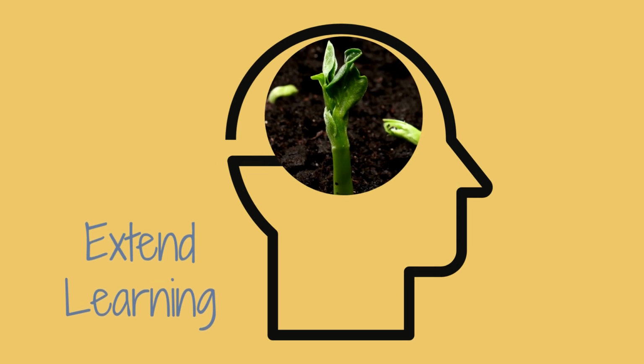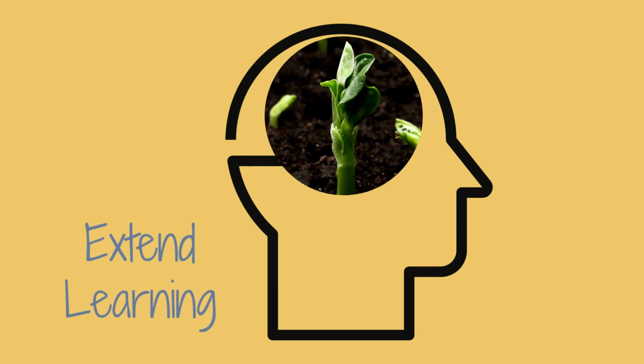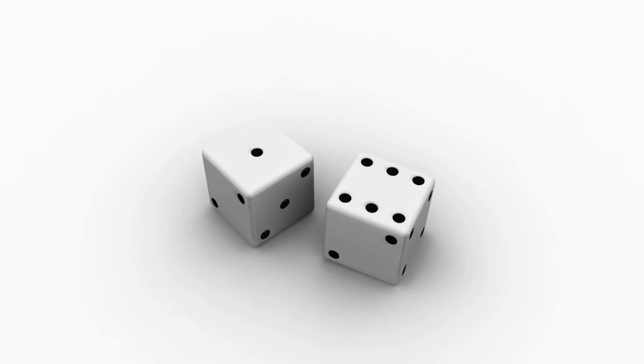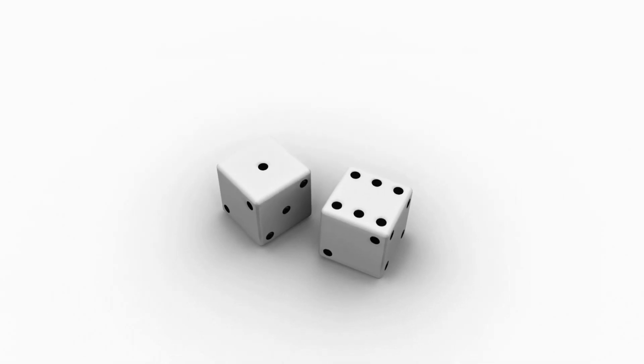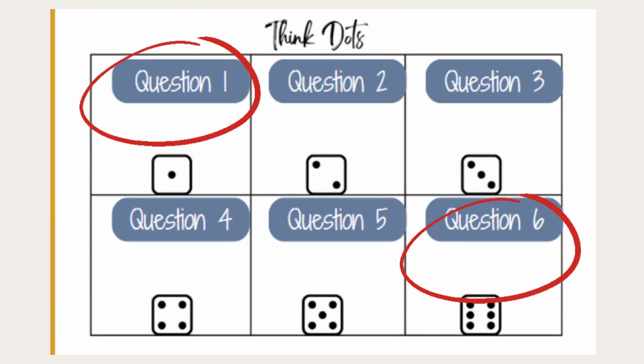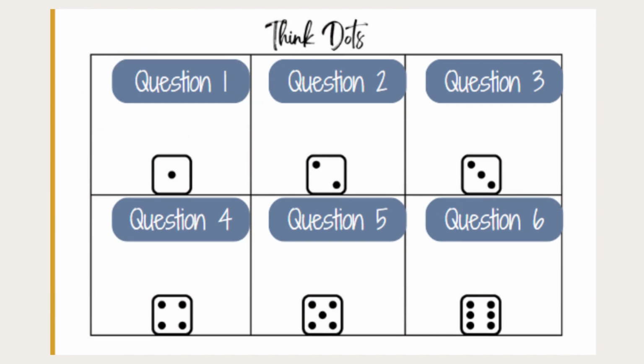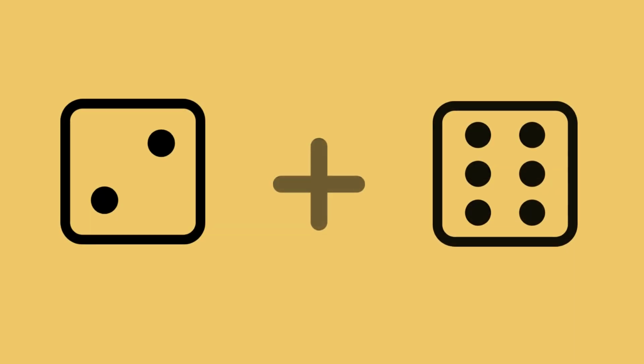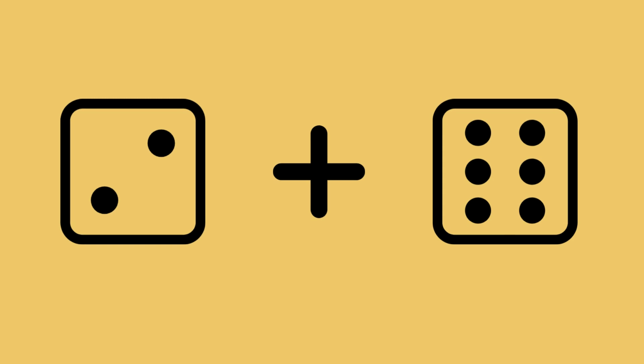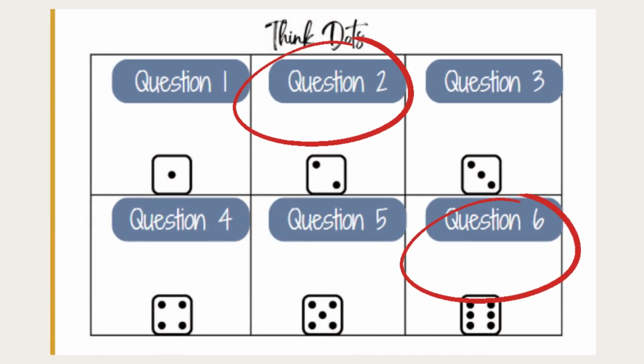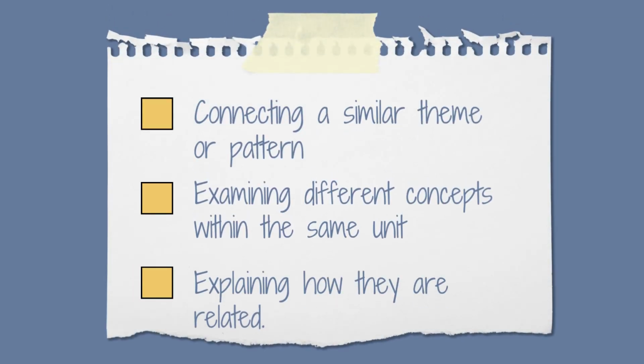Think Dots can extend learning as well. For example, students can roll the die twice, or have 2 dice if available, and use these 2 numbers to make connections between 2 questions. Let's say a student rolls a 2 and a 6. They would need to create a connection between questions number 2 and number 6 in the Think Dots sheet. This could be connecting a similar theme or pattern, examining different concepts within the same unit, or explaining how they are related.